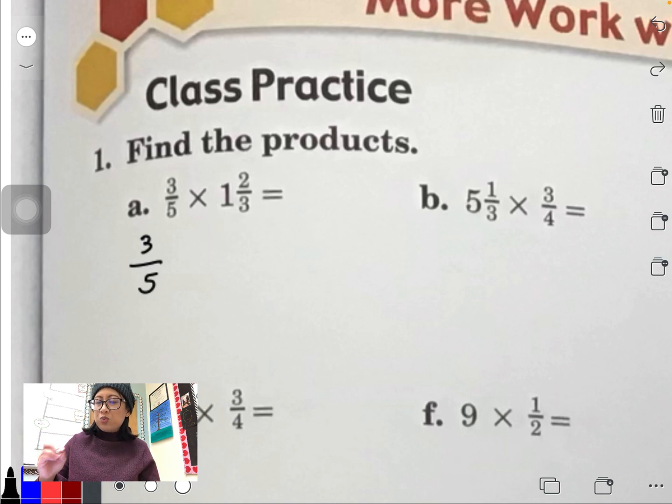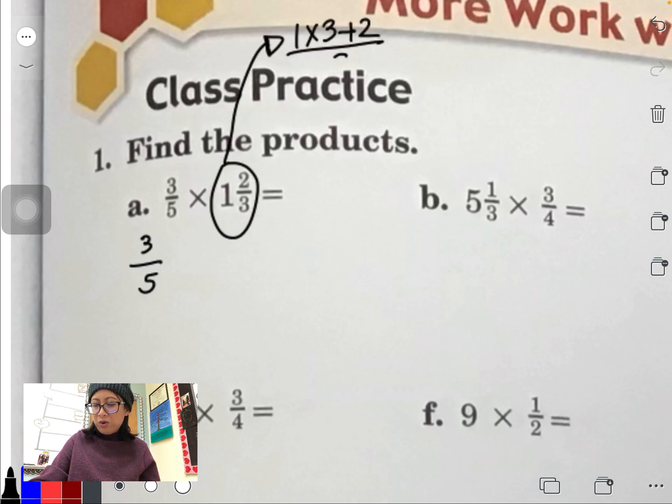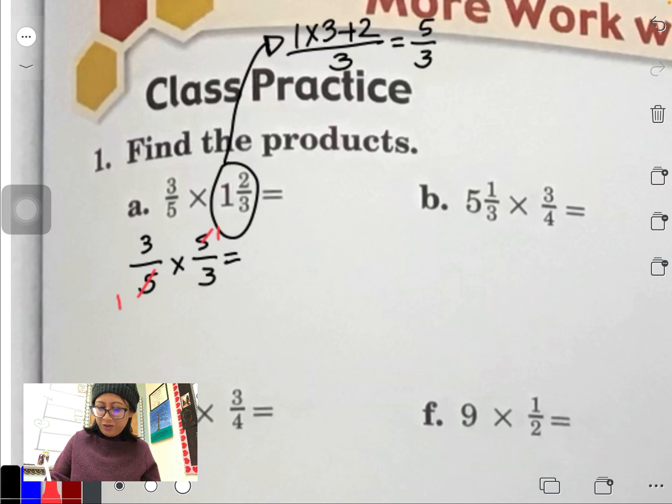So to change 1 2/3 into an improper fraction, I can do it in my head. I can do 1 times 3 plus 2, or I can show it. So this can be 1 times 3 plus 2 over 3. If you need to write it out to see it, that's fine, but I can do it in my head. So 1 times 3 is 3. 3 plus 2 is 5. So it's 3/5 times 5/3. I can cross cancel. This is fun. 1, 1, 1, 1. Boom, I have 1 over 1. Oh, so it's just 1.